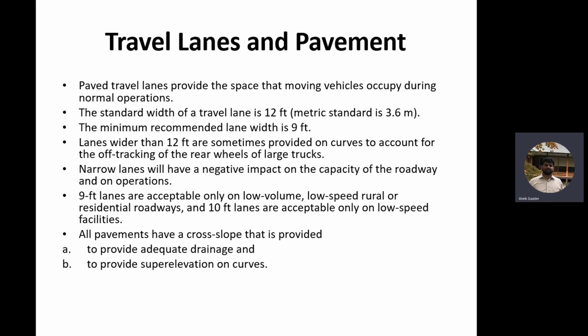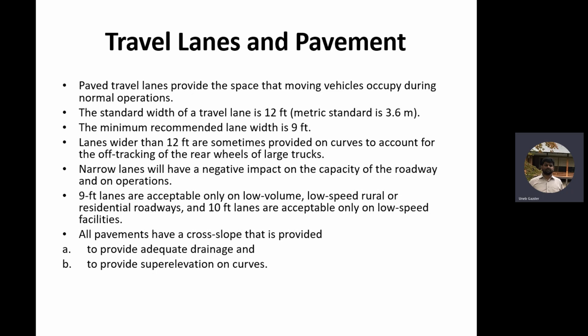These lanes have a cross slope. We already discussed them, right? The cross slope. So they have a normal cross slope, and what else? Super elevation. On the curves, they have super elevation, and outside the curve, they have their normal cross slope. I showed you it's like this, right? So what is the main purpose of these slopes? Cross slope, drainage.